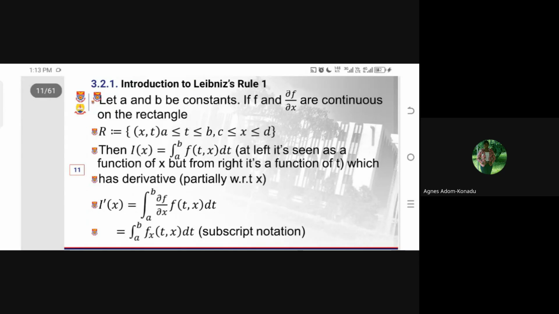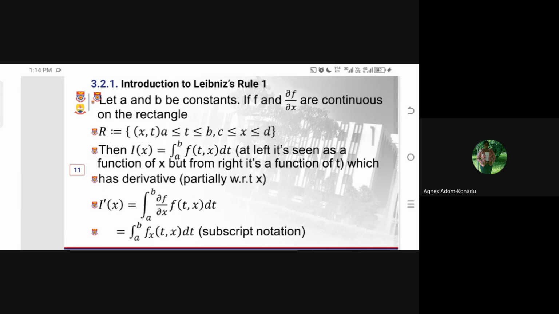So the next thing we'll be looking at is the Leibniz rule. We are now done with the theorem. Now we want to look at the Leibniz rule. It says that let a and b be constants, if f and the partial derivative of f with respect to x are continuous on the rectangle we have there.